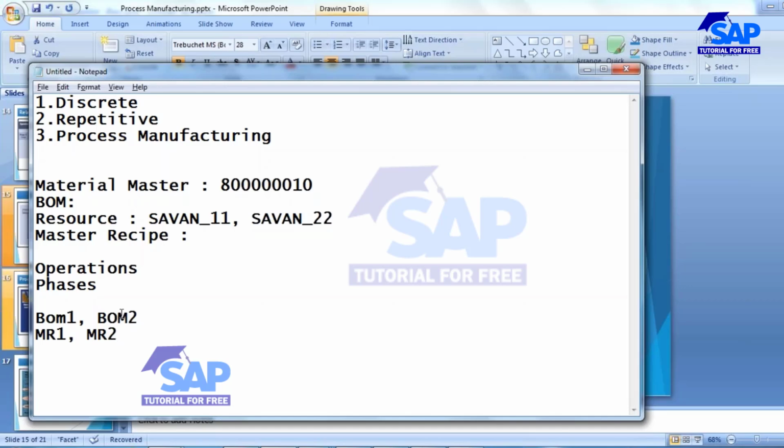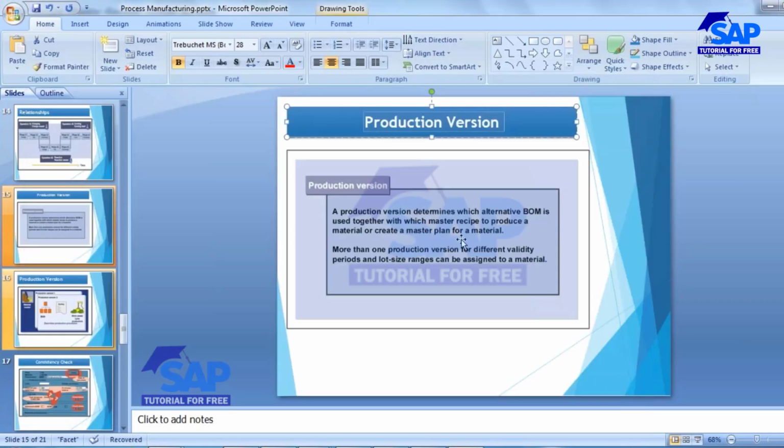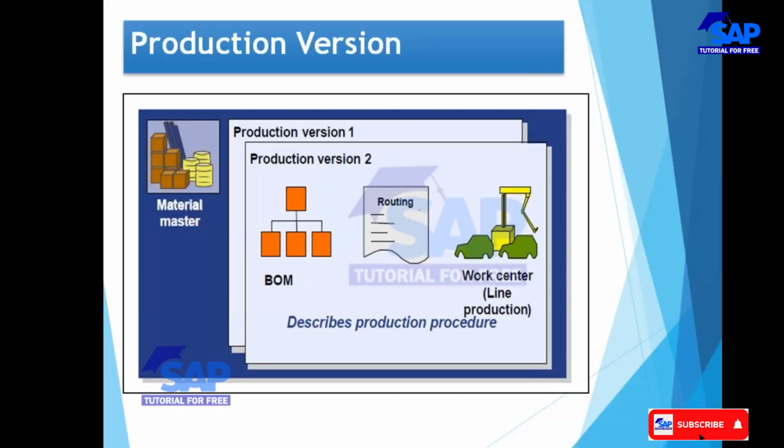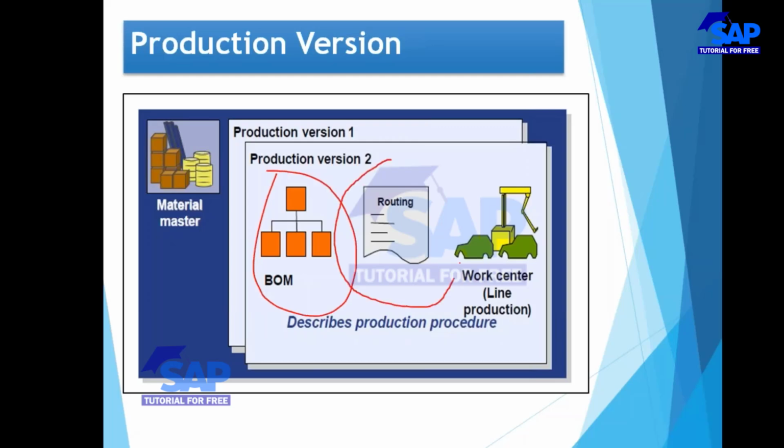So now the question is, when you are doing the production, which BOM, which routing, which recipe you are going to use, that is determined by this production version. It determines which alternate BOM is used together with which alternate master recipe. So in the production version you maintain the combination of which BOM and which routing or master recipe.